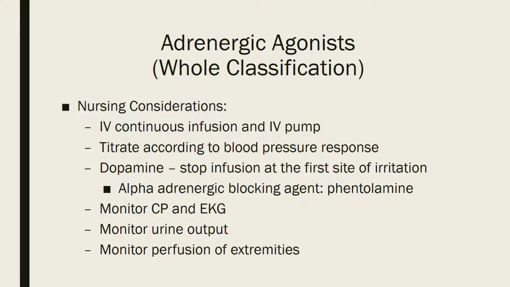For the whole classification, it's IV continuous infusion on an IV pump, so you cannot run these by gravity. It has to be on a pump. Titrate according to the blood pressure response. For dopamine, you're going to stop the infusion at the first sign of irritation, which I talked about. Monitor chest pain and EKGs, monitor urine output, and then monitor the perfusion of the extremity. So cap refill, color, warmth, coolness is what you're going to be checking for.